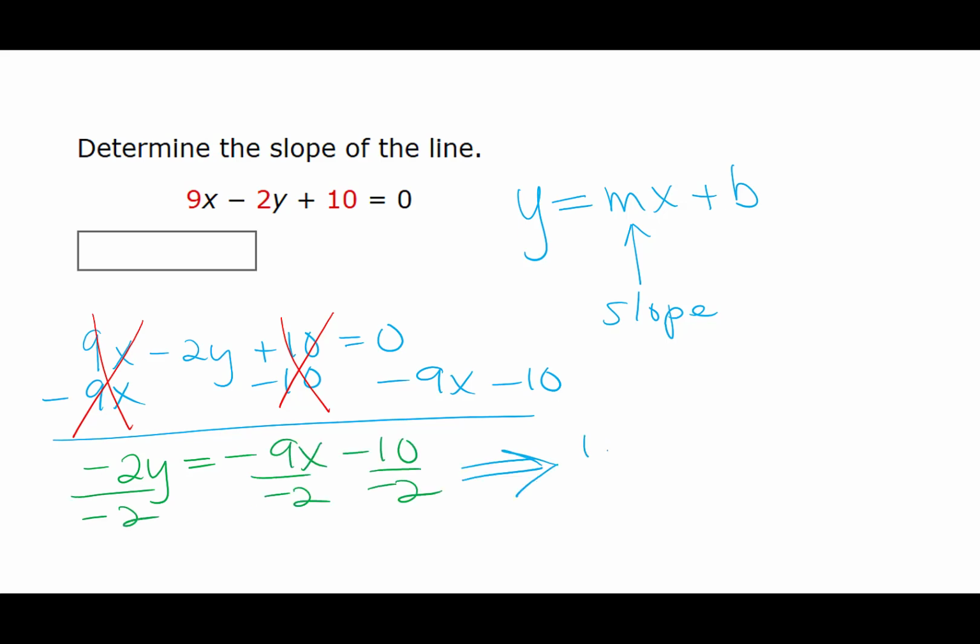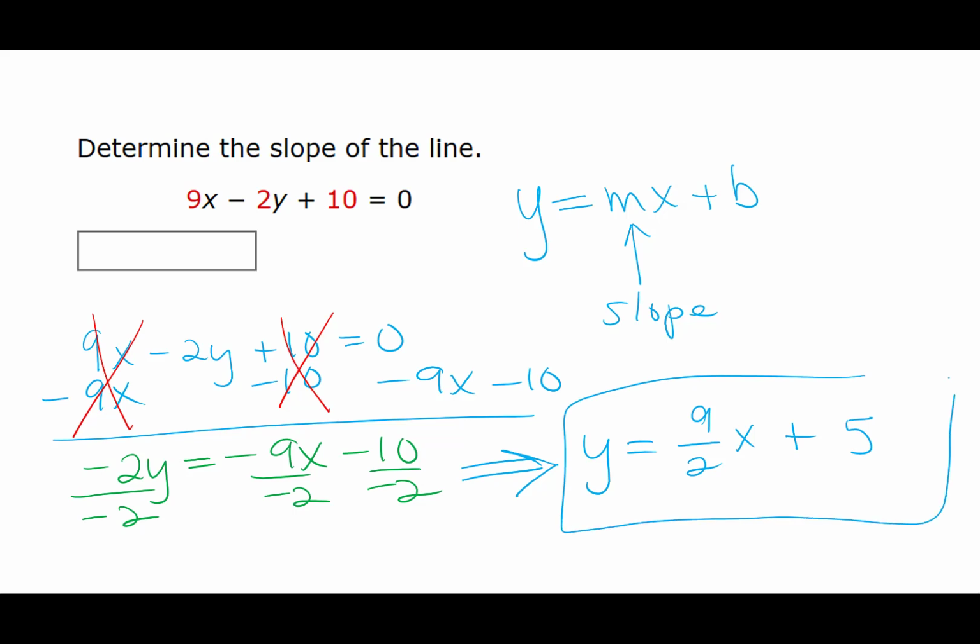And this simplifies to y equals negative 9x divided by negative 2, which is a positive 9/2 x. Negative 10 divided by negative 2 is positive 5. This is the equation in slope-intercept form, but this is not the answer. The answer specifically asks for the slope of that line. You just need to type in the fraction 9/2.